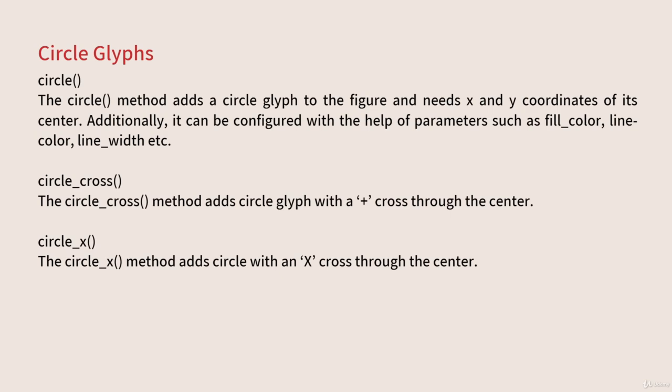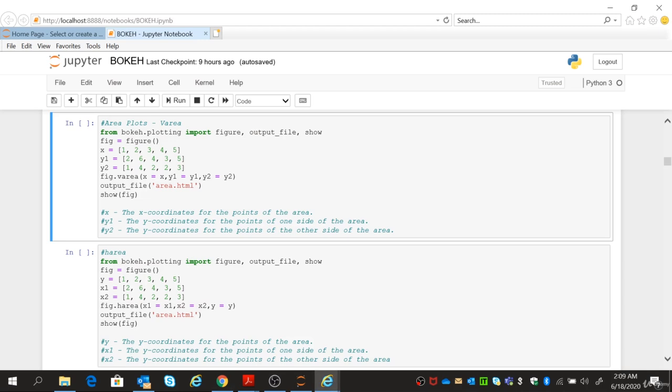Then let's talk about circle glyphs. Before circle glyphs, let us see the working of this vertical area and the horizontal area. So this is the vertical area plot. So the necessary plotting imports that you need to do from bokeh.plotting. Then these are the x and y coordinate values that you need to mention. Now since this is a vertical area, there would be two y coordinates and one x coordinate. Then you need to define the fig.v area.